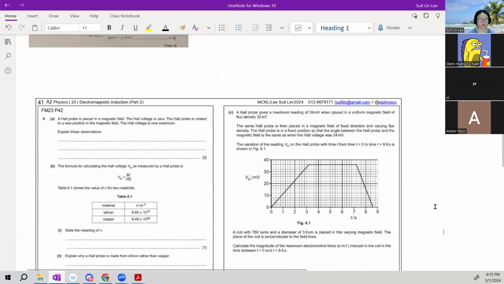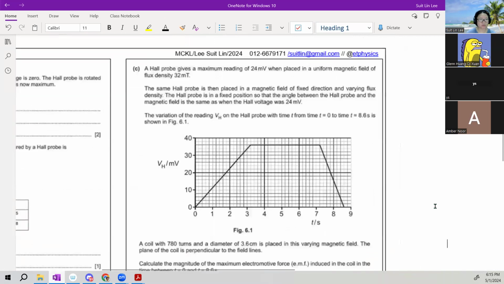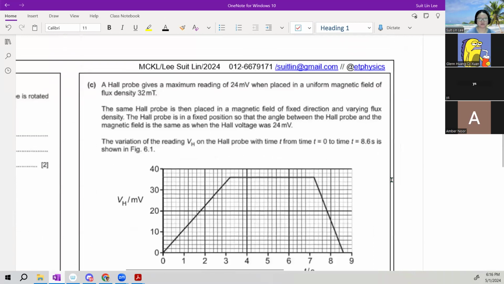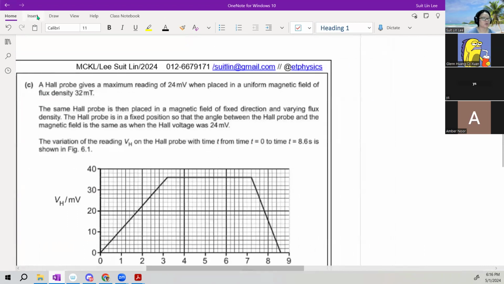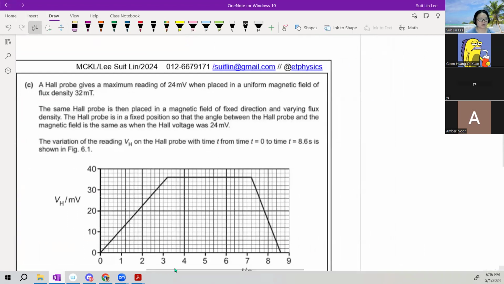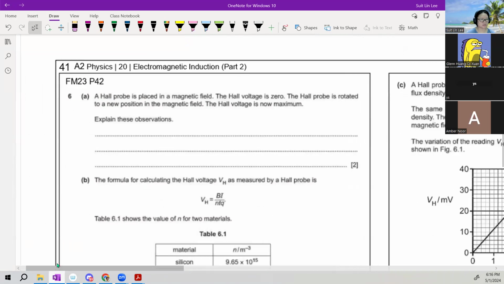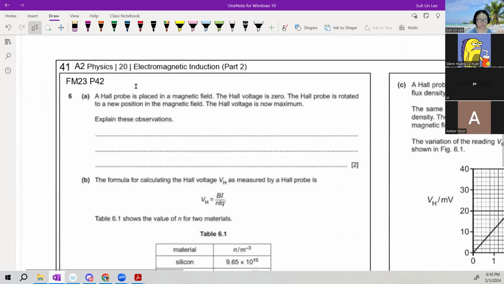Okay, so right now, this question is a lot of words but no story. So I tell you the story, or maybe I draw something for you. Okay, so part A has nothing to do with part C. It's just how to use a Hall probe. So in case you don't really understand the use of a Hall probe, the Hall probe is mainly used to measure magnetic field.